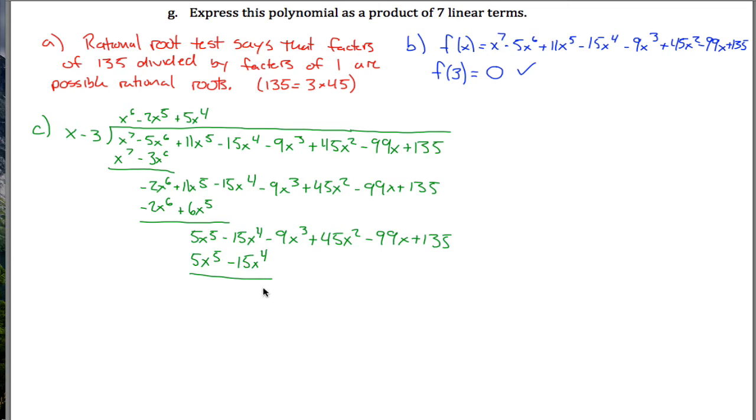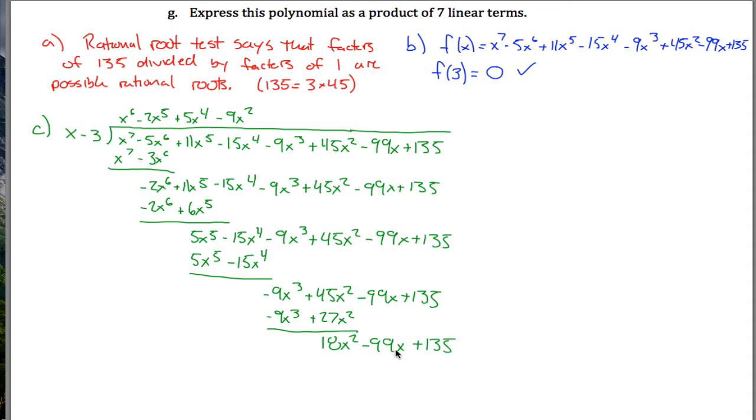These cancel out, and I'm left with just negative 9x cubed plus 45x squared minus 99x plus 135. So now I want to get rid of this 9x cubed. Negative 9x squared gives me negative 9x cubed plus 27x squared. Subtract: 45 minus 27 is 18x squared minus 99x plus 135. Oh man. Then I want to get rid of this 18x squared. I need an 18x. That gives me 18x squared, and then 18x times negative 3 is negative 54x. If I subtract, I get negative 45x plus 135.